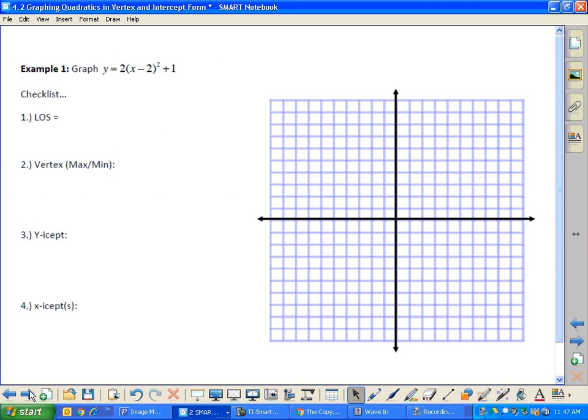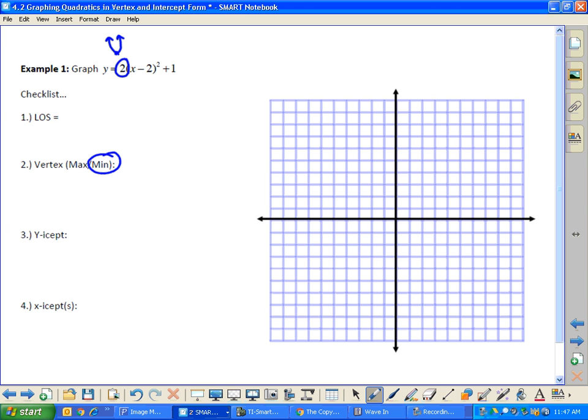Here, in example 1, we have y equals 2 times the quantity of x minus 2 squared plus 1. Do you see how it fits that vertex form? I could pretty easily see my a of 2. It's a positive number, so I know my parabola is going to smile at me. That means my vertex will ultimately be a minimum.